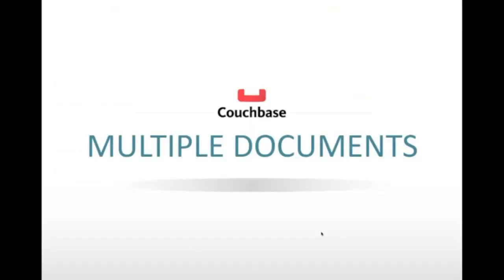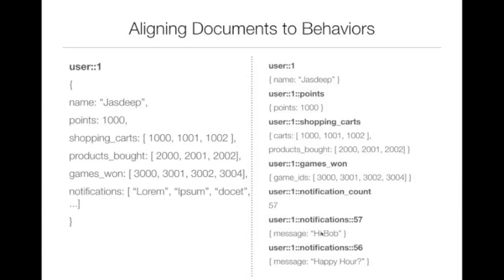So there are also times where you want to use multiple documents. I talked about the lookup pattern, but there are also other reasons to use multiple documents within Couchbase. In this case, on the left-hand side, I have this single user document that has all kinds of information in it: all my shopping carts, all the different products I've bought, all the games I've won, all the different notifications. And in this case, I might want a different scheme where I'm using the user key as a base key for additional documents that are also predictable.